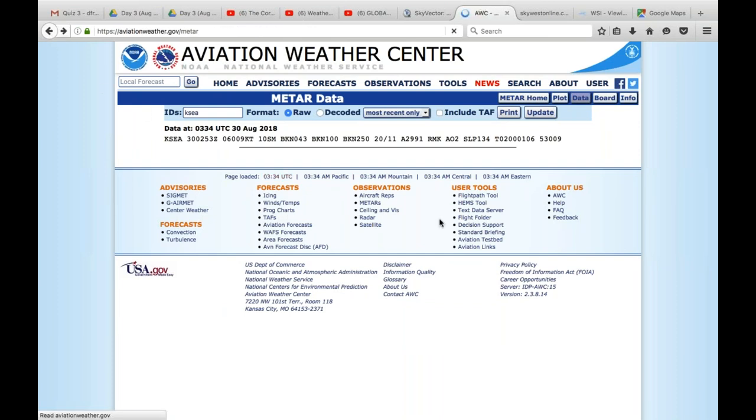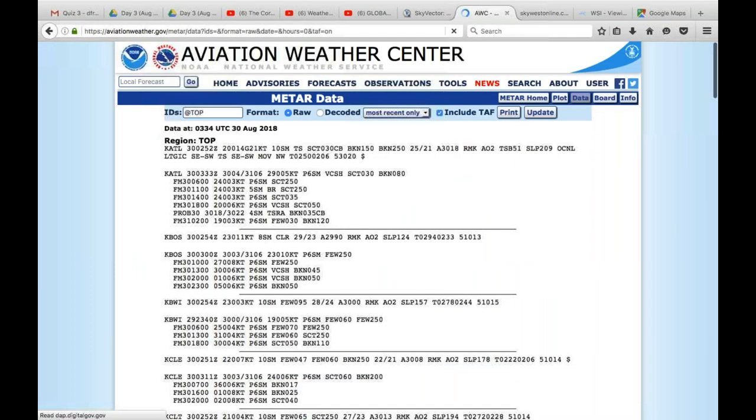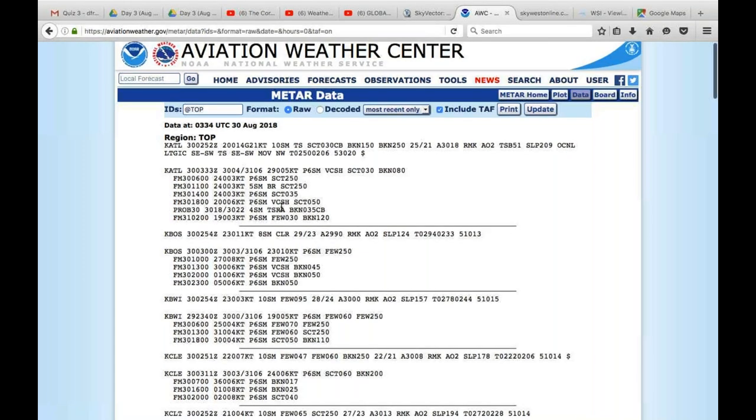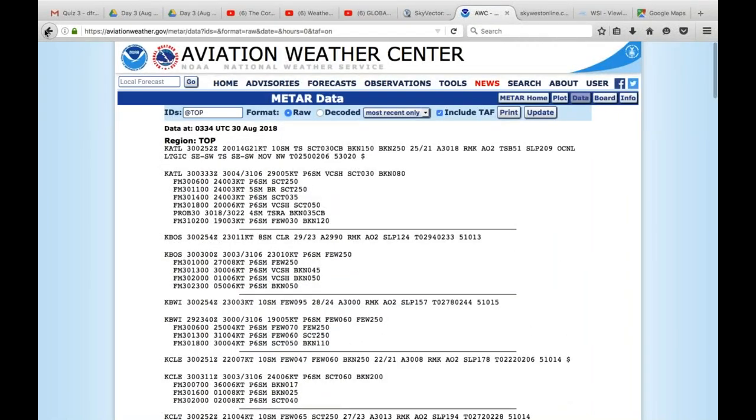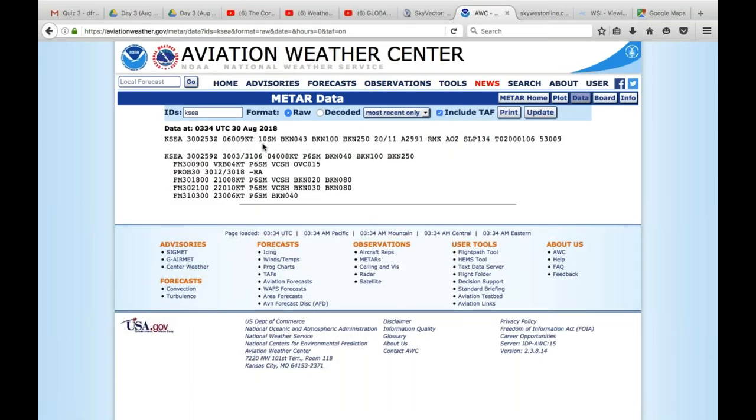Let me get the TAF too. We can even see our base heights. So when we're looking at this here, did I type in KATL? No. I typed in Seattle. Okay, so we've got 4,000 feet.